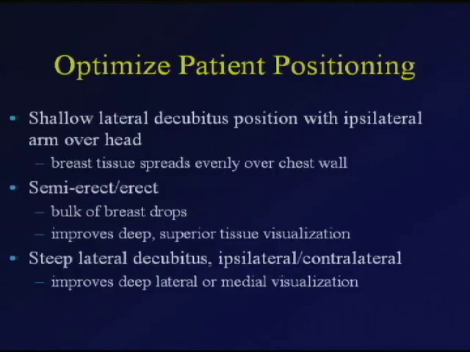Now, you want to optimize your patient positioning. Generally, they will be in a shallow lateral decubitus position with the ipsilateral arm raised up over the head. And this spreads the breast tissue out evenly over the chest wall and tautens it as much as possible.